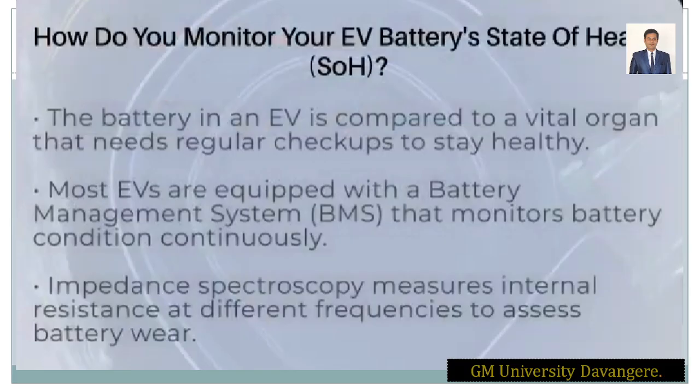One thing we have to understand is why the regular checkup is required. If you don't make the regular checkup, what will happen? There are chances of capacity fade, which I explained in the previous sessions. There are chances of power fade. There are chances of safety issues also. So these are the three factors you have to remember.